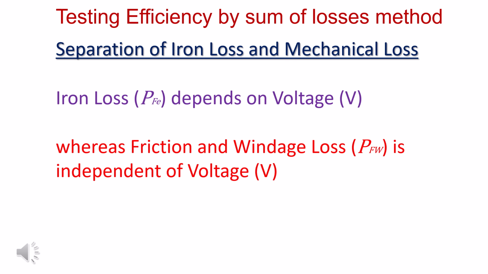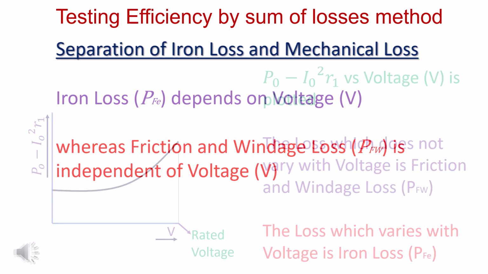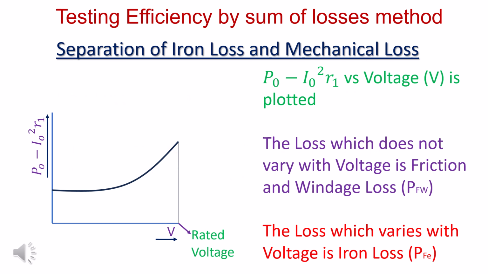Iron loss and mechanical loss are separated as follows. Iron loss PFE depends on voltage V, whereas friction and windage loss PFW is independent of voltage V. P0 minus I0 square R1 versus voltage V is plotted. The loss which is independent of voltage is friction and windage loss PFW. The loss which varies with voltage is iron loss PFE.